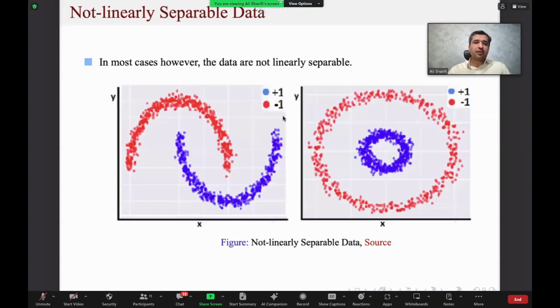The other problem is whenever our data is non-linearly separable, meaning there is no line or no hyperplane that divides the different classes. And you can see, for example, these two data sets. The blue points versus the red points are not linearly separable.